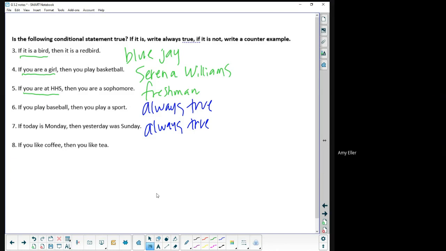If you like coffee, then you like tea. Always true? No. Who can share a counterexample? My brother. What's your brother's name? Cole. Cole would be an example. Make sure you give me somebody who likes coffee. I think they gave me an answer of like water or something like that. So it's got to be, in this case, a bird, a girl, a person at HHS, somebody who likes coffee, but then the last part's not true.